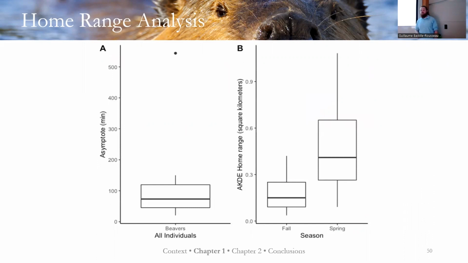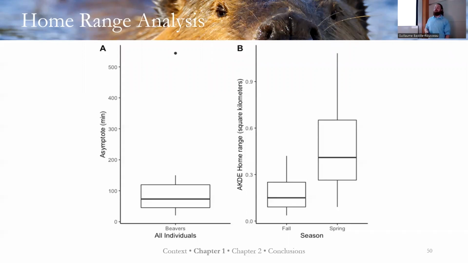Moving on to some of my results for this. In figure A, you can see on the x-axis there, we just have all individuals. On the y-axis is the asymptote, time it took for an individual to reach that point in minutes. And our results ranged from about 20 minutes up to about 540 minutes and averaged around 100 for these individuals.